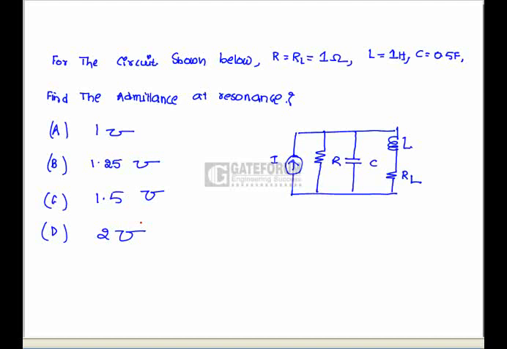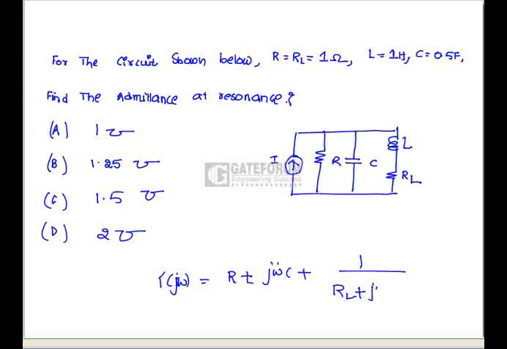For the circuit shown below, the resistance values and the inductance values are given. Find the admittance at resonance. If we write the admittance function for this network, we can write it as R plus j omega C plus 1 by RL plus j omega L.